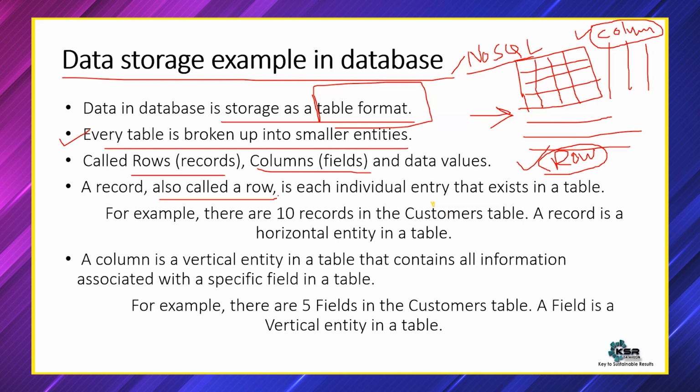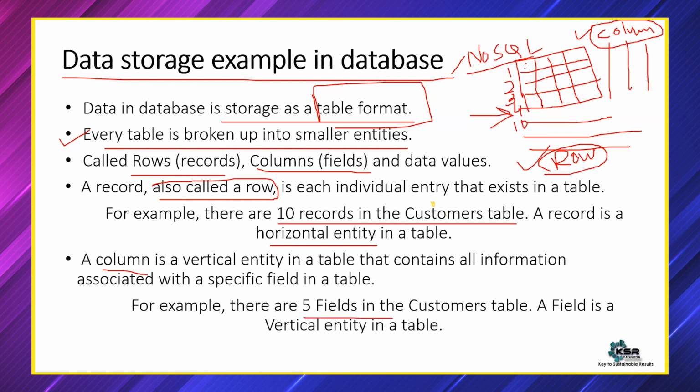So a record, which is also called a row, is each individual entry which exists in the horizontal format. For example, there are 10 records in a customer table. Ten records means record 1, record 2, record 3, record 4 till 10. This is simply an example. If there are 10 records, those 10 records are called 10 different rows, stored in a horizontal format. Now, if the information is stored in the horizontal format, there has to be some vertical dimension also. That vertical entity is called a column. Rows, horizontal; columns, vertical.